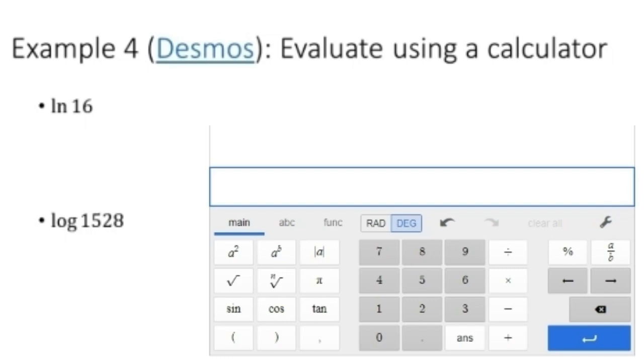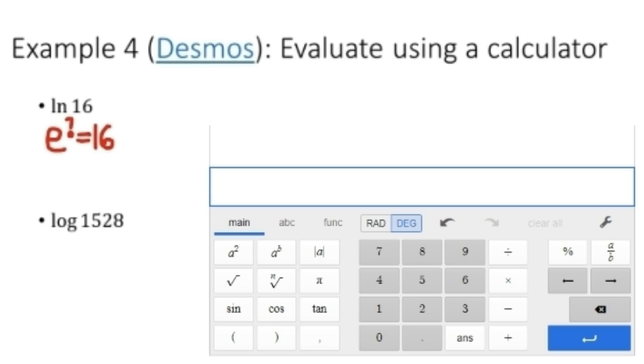Next, we're going to evaluate the following using a calculator. First, we're going to look at the natural log of 16. Let's say we could not use a calculator to evaluate. We want to think to ourselves, e to what power is equal to 16? I can't think of anything that comes to mind, especially since e is irrational. It's very hard to evaluate e to various powers, and I can't think of any that would give me 16.